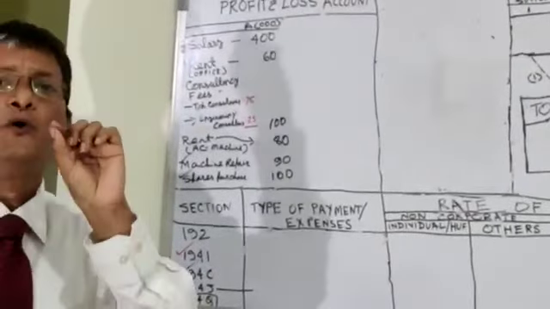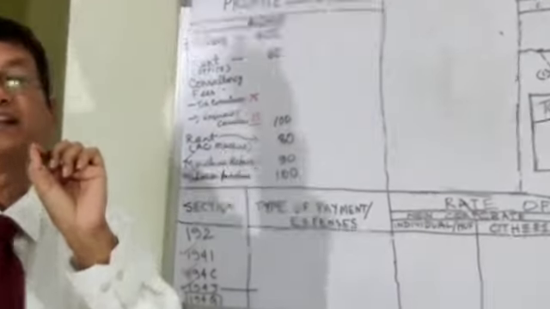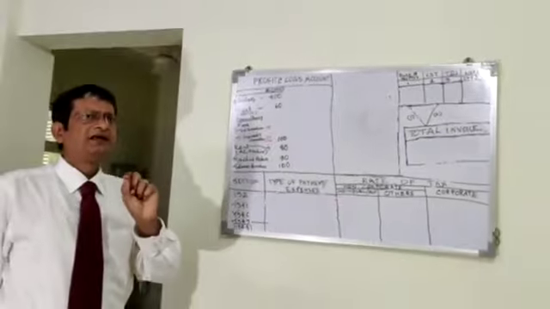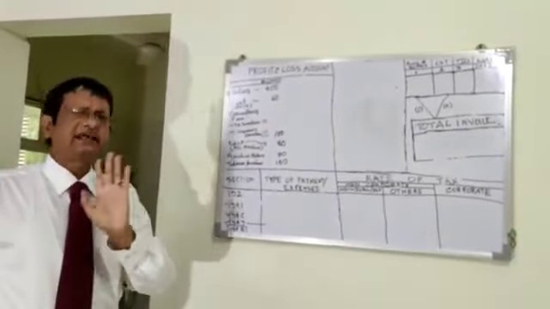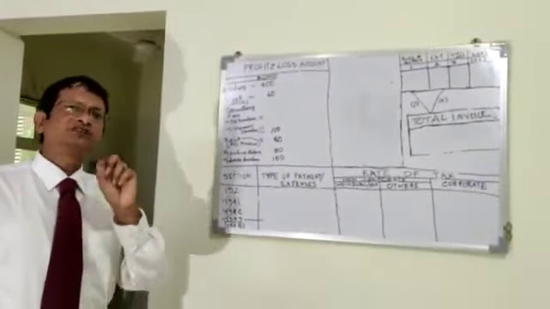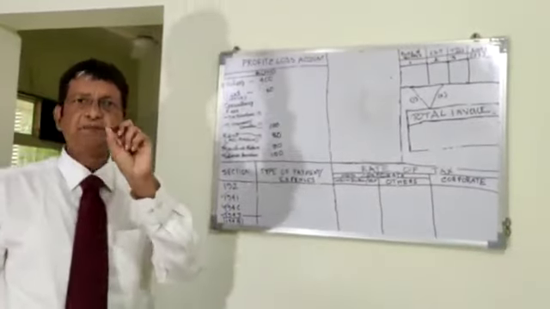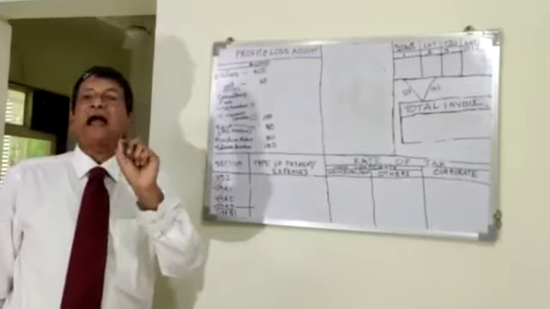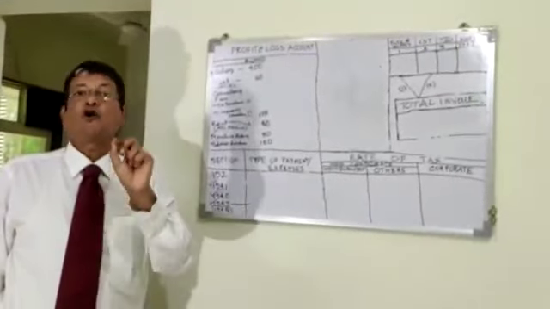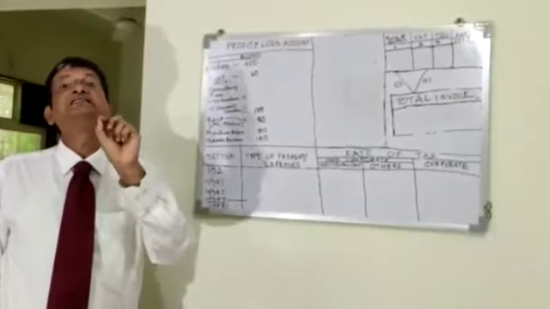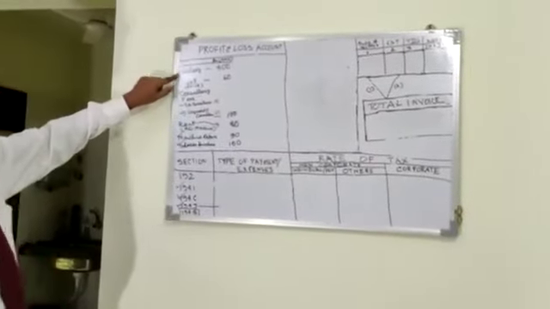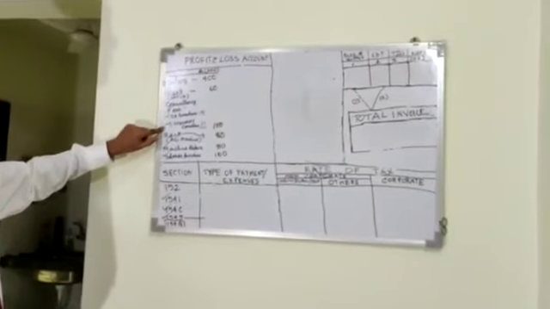TDS we deduct on purchase of services, not on purchase of goods, except in one case that we will discuss later. For the time being, you just keep it in your mind. We are required to deduct tax at source on purchase of certain services. What are the services that we have just captured here?